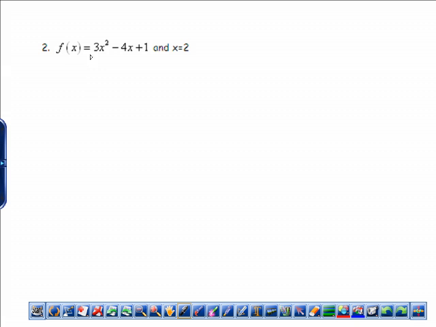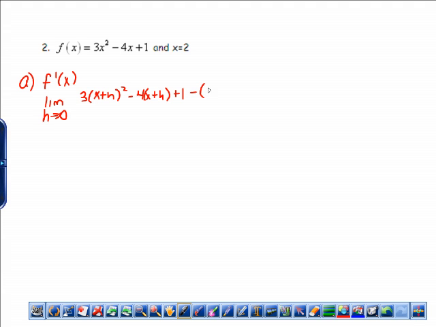Okay, example 2. Just a little bit more complicated of a parabola, but all the same steps. First thing, A, we need to find the derivative, f prime of x. And the way we're going to do that, remember, is to take the limit as h approaches 0 of f of x plus h, which is going to be 3 times (x plus h) squared minus 4 times (x plus h) plus 1. So that's f of x plus h.